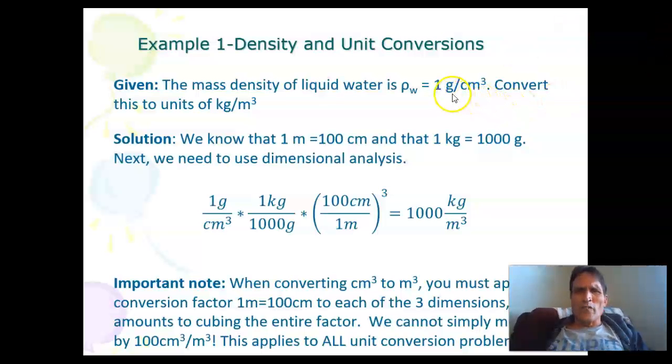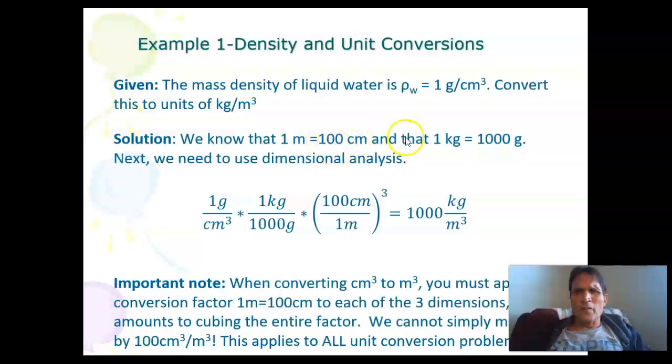So what we want is we write what we have down. We start off with units of grams per centimeter cubed, and we want to go to units of kilograms per meter cubed. So we need 2 conversion factors. We have to go from grams to kilograms, and we know that 1 kilogram is equal to 1,000 grams. And then we have to go from centimeters cubed to meters cubed, so we need a conversion relating centimeters to meters. And we know that 1 meter is equal to 100 centimeters.